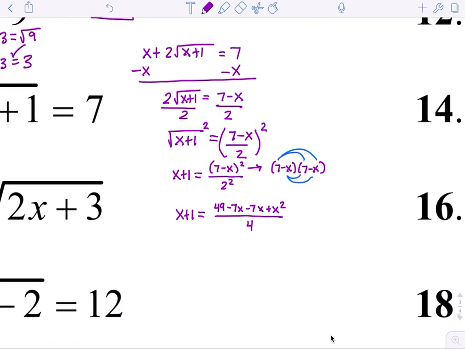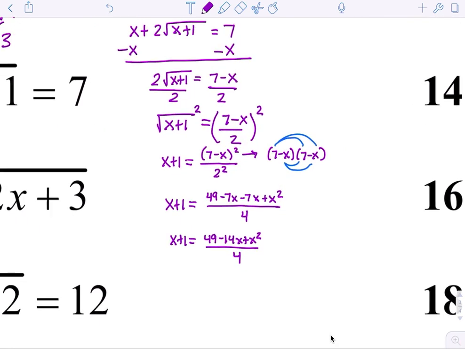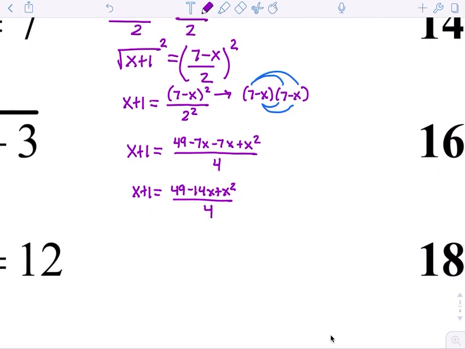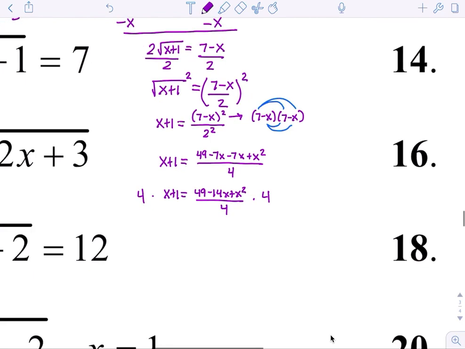Then basically we just simplify that, so we get x plus 1 is equal to 49 minus 14x plus x squared all over 4. I don't like that 4 in the denominator, so what I'm gonna do is multiply both sides by 4. And these 4's cancel, so then 4 times x and then 4 times 1 would be 4x plus 4. All of that's equal to, I'm going to make some rearrangements, x squared minus 14x plus 49.